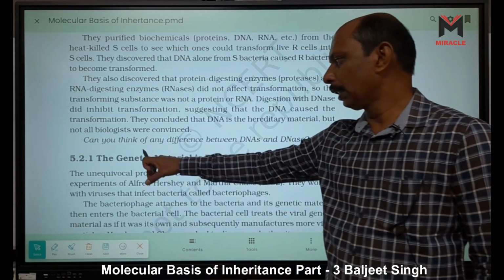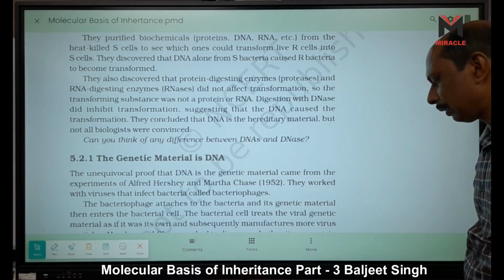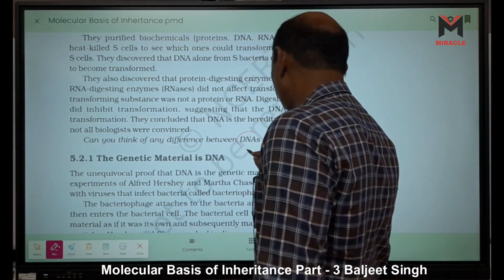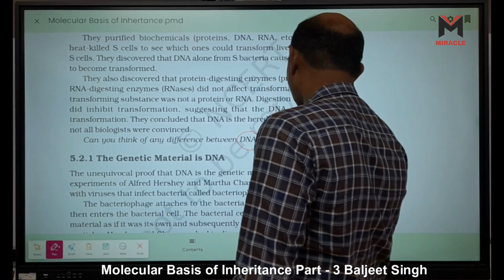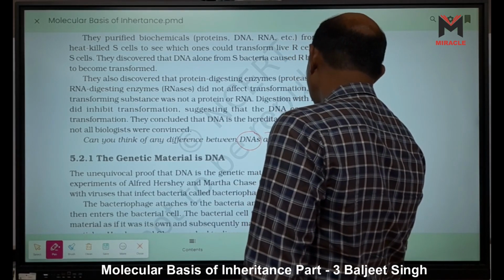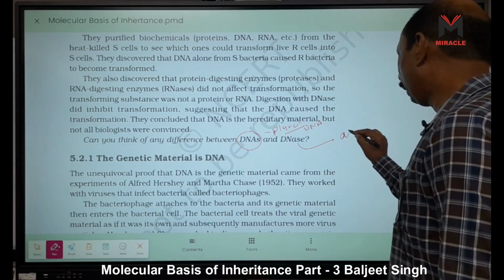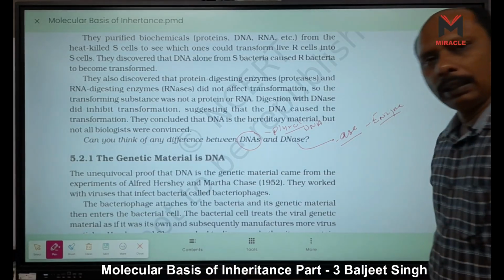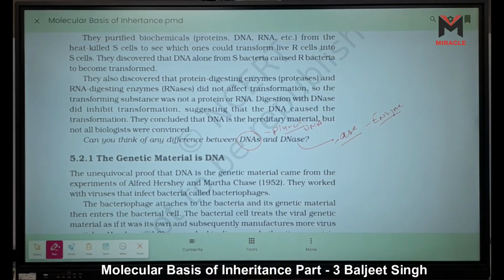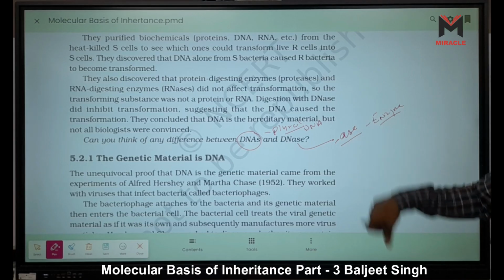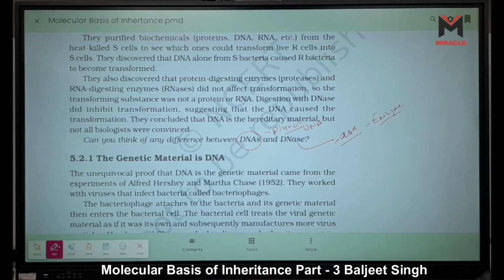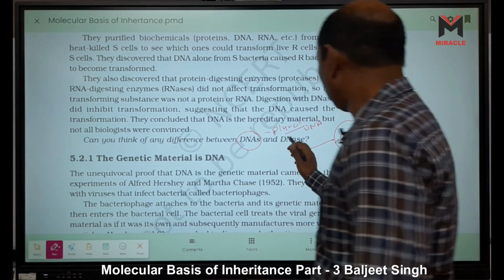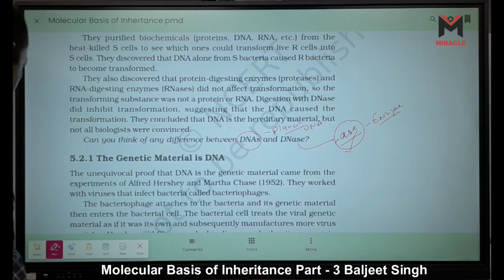Can you think of any difference between DNAs and DNase? We can say yes. Why? DNAs means the plural of DNA, more than one DNA, and DNase is DNA plus ase. This ase means enzyme. Ase means enzyme: maltase, sucrase, protease, lipase, amylase, RNase, DNase. So DNase means an enzyme. The genetic material is DNA, not DNase.